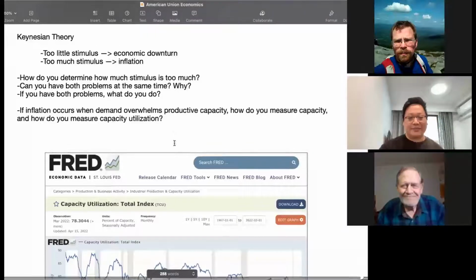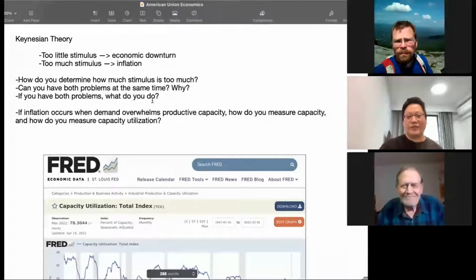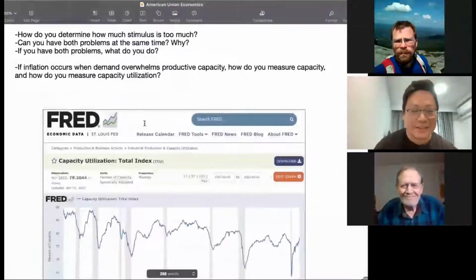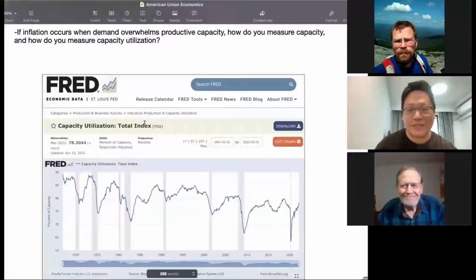And that's inflation. So then we should ask, how do you measure capacity, and how do you measure capacity utilization? I think this is a very central question to how this all works. And yet, in the standard economic materials, there's very little talk about capacity and how to measure it. But if you dig around on the FRED website, that's the St. Louis FRED economic data, we actually do have a measure of capacity utilization.